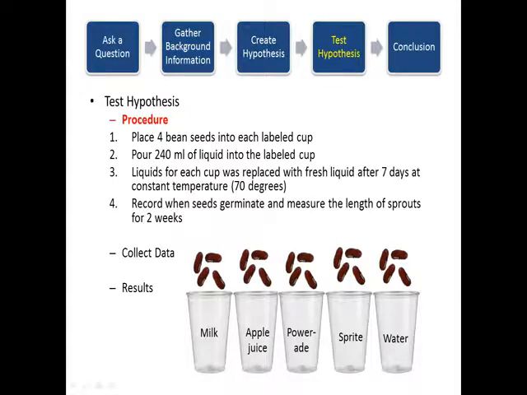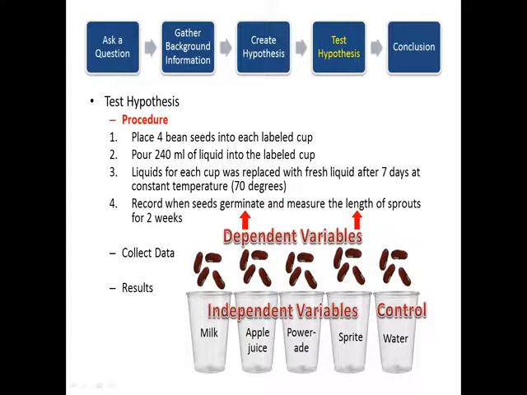What is my control? My control is my standard, where I'm going to compare my independent variables to, so I know plants usually grow best in water. I'm going to use it as my control. As a review, these are my independent variables, or test liquids. I'm going to measure how well seeds grow by when they sprout and the length of their sprouts. So these are my dependent variables. Finally, my constants are things that are the same for each cup, which is that they all have bean seeds, they all have 4 seeds, they all have the same amount of liquid, they all have fresh liquid in 7 days, and they will all grow at the same temperature.